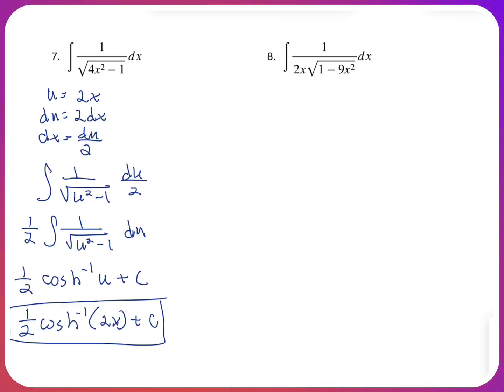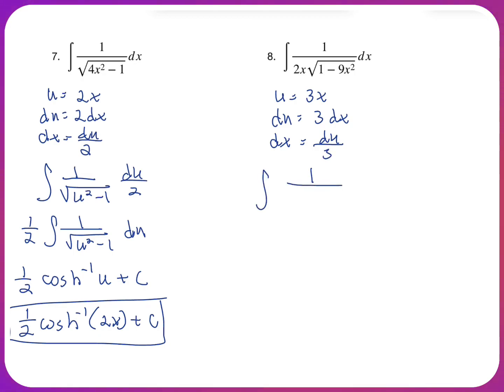Okay, we're going to do a similar process for number 8 here. So we're going to find the integral of 1 divided by 2x times the square root of 1 minus 9x squared. So the first thing I notice is that 9x squared can be rewritten as 3x quantity squared. So I'm going to make u equal to 3x. So the derivative of u would be equal to 3 dx. So I can replace dx with du divided by 3.